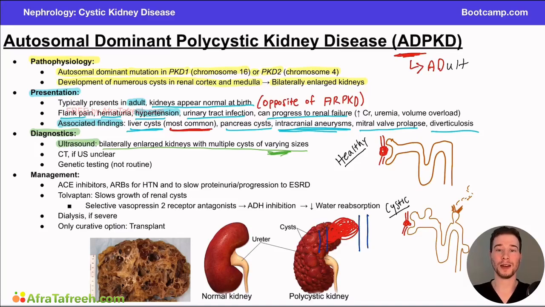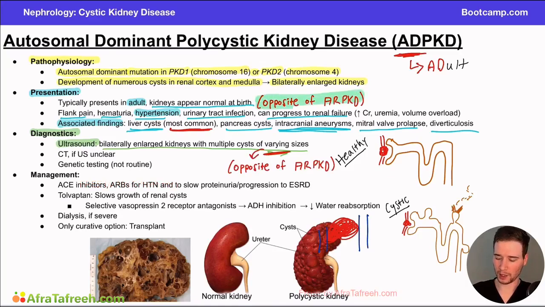When we talk about the ultrasound findings of autosomal recessive, we typically say the cysts are of the same size. Is this always the case? No. But classically, we say varying sizes for autosomal dominant versus equal size for autosomal recessive. Again, those are 2 key points where we can differentiate autosomal dominant versus autosomal recessive. Now, additionally, if the ultrasound is unclear, you can consider a CT, but it's not first line. You can also consider genetic testing.